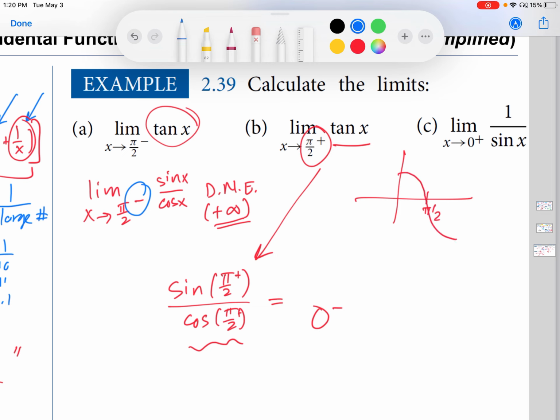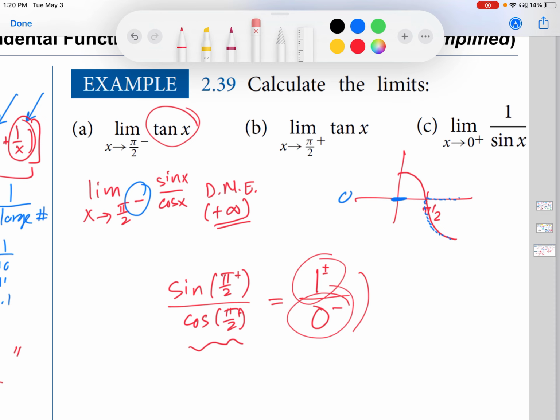Right? So if I approach pi over 2 from the right, then the y values are negative as I approach a y value of 0. So I have a very small number in the denominator that's negative. In the numerator, I have 1 that could be slightly below 1 or slightly above 1, it doesn't matter in this case. I'm getting 1 over 0, which tells me it's infinite, but now I'm dividing this positive number by this negative number. So I get a negative number.